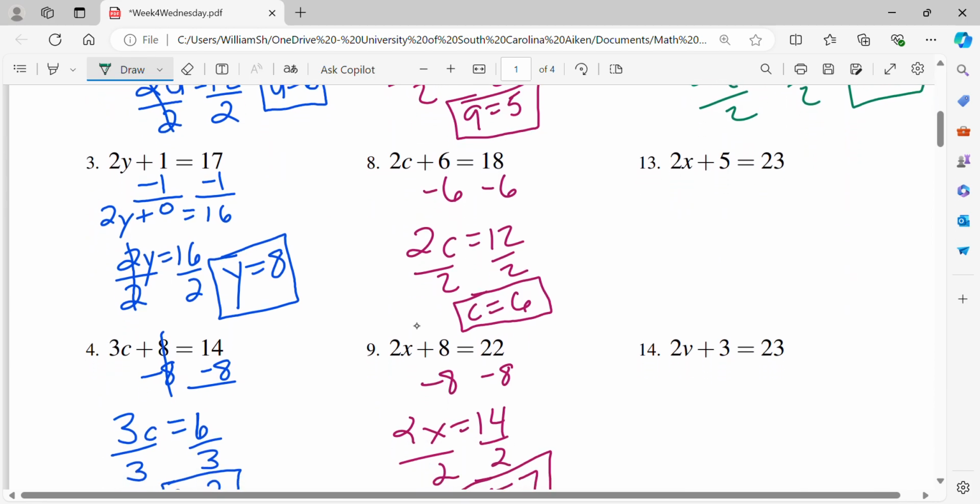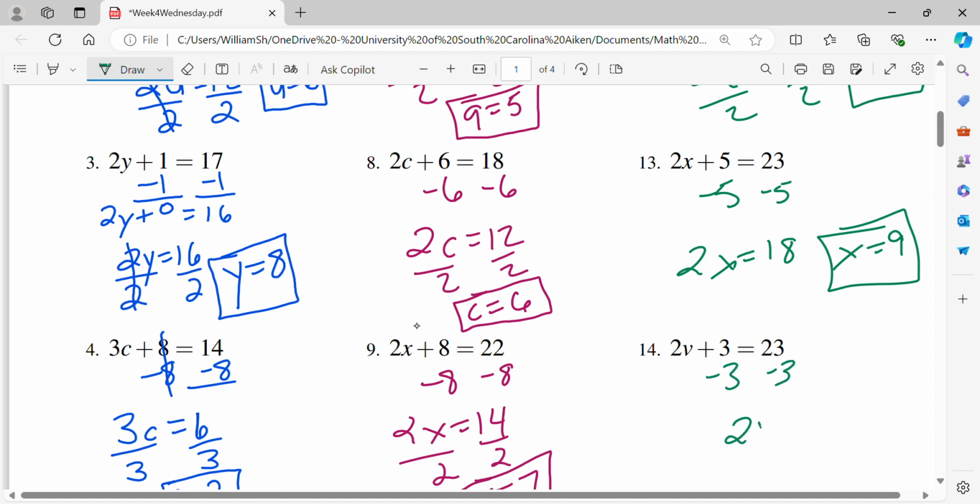Alright, I got 2x plus 5 equals 23. I want to subtract 5. 23 minus 5 is 18. I've got 2x equals 18, so I have x equals 9. Okay, I've got 2v plus 3 equals 23. I'm subtracting 3. I've got 2v equals 20. I'm dividing by 2 so that v equals 10.